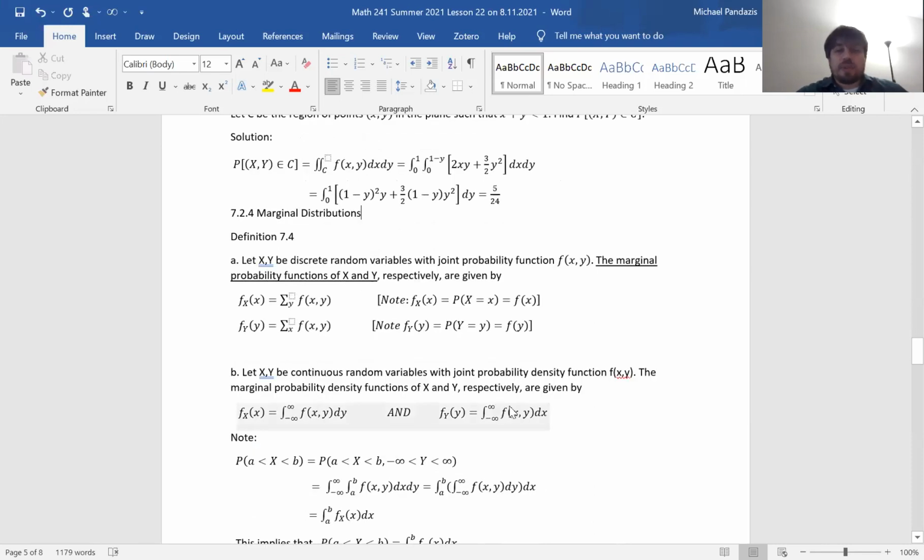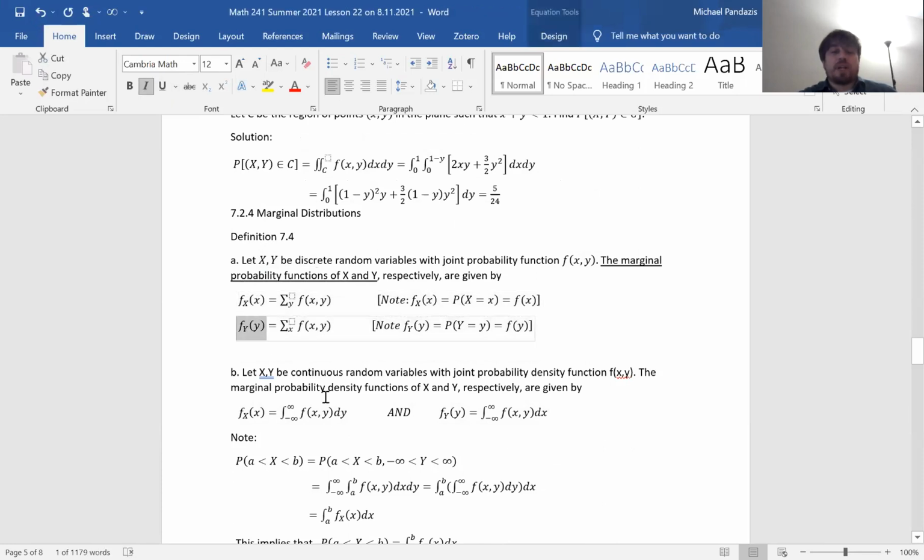So definition 7.4 says let x, y be discrete random variables with joint probability function f of x comma y. The marginal probability functions of x and y respectively are given by, this is for a discrete. So the marginal probability function of x is this, and the marginal probability function of y is that. And it's just saying that to find the marginal probability function of x, you sum over all possible values of y of f of x comma y.